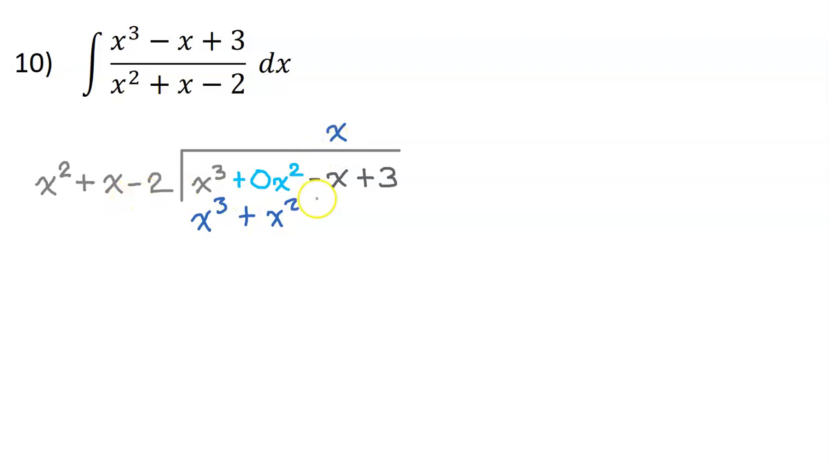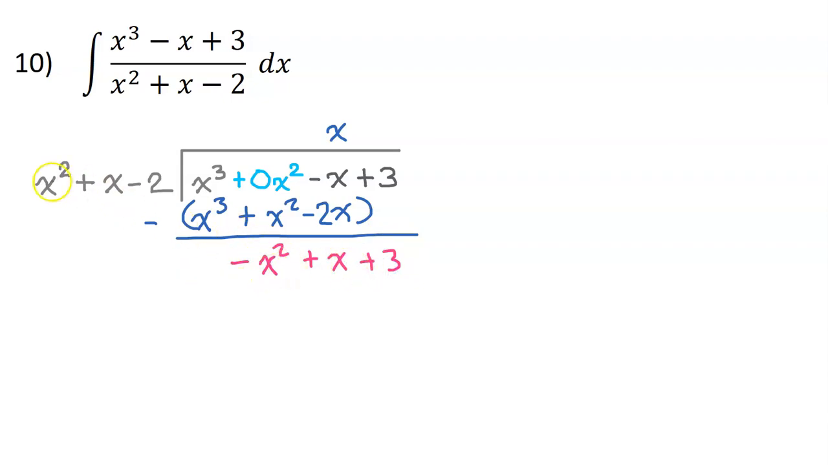And x times negative 2 is negative 2x. And then we subtract. X to the third minus x to the third is 0. 0x squared minus x squared is negative x squared. Negative x minus negative 2x is the same as negative x plus 2x, which is plus x. 3 minus nothing is 3. Then we sort of start over.